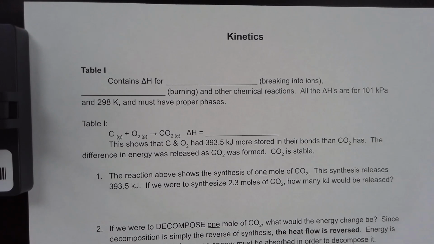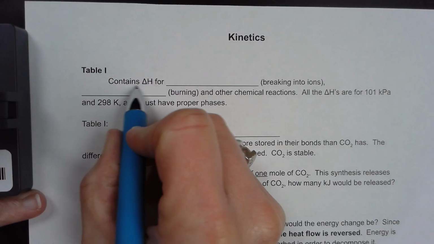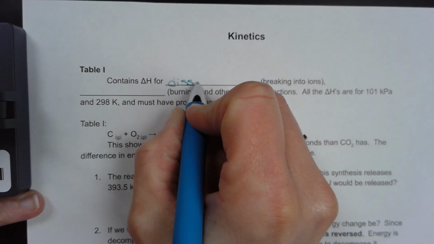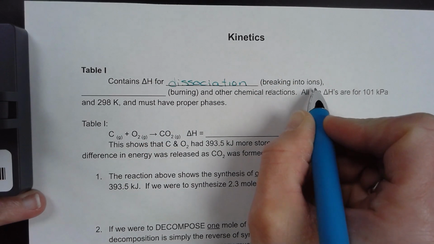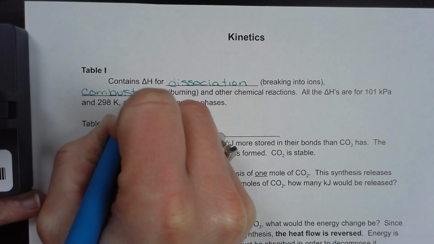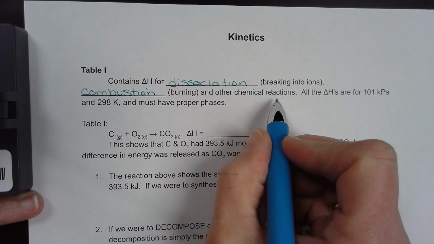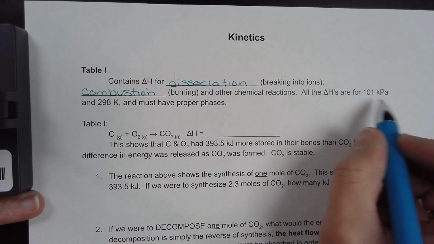We're in the kinetics table I part of the unit. Now, table I contains delta H for dissociation, which is breaking into ions, combustion, similar to burning, and other chemical reactions. You'll see synthesis, decomposition. All the delta H's are for 101 kPa and 298 Kelvin.